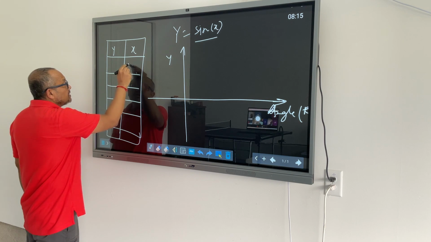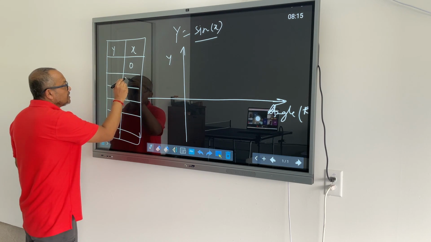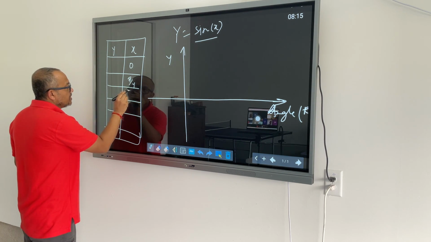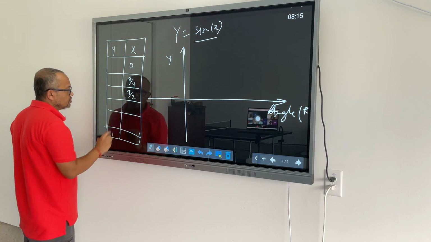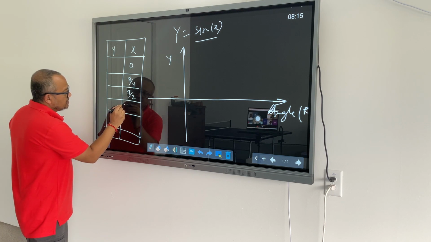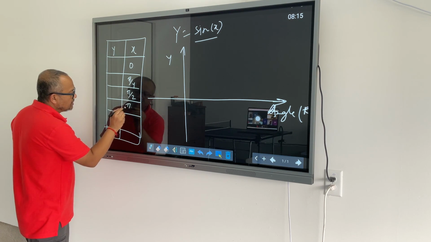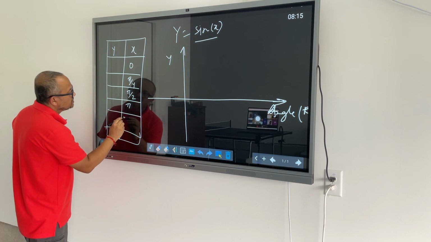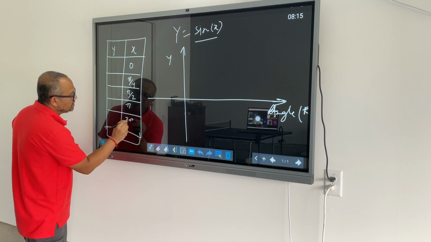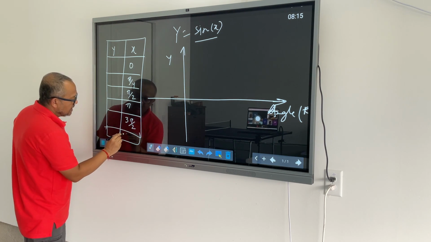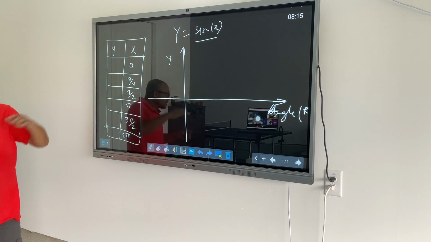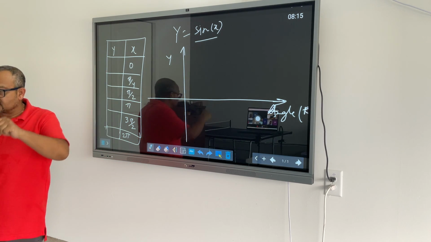the angle 0 degree, pi by 4, pi by 2, pi, let's say 3 pi by 2, and 2 pi. Why? Because I'm just trying to make sure that I make a complete circle.